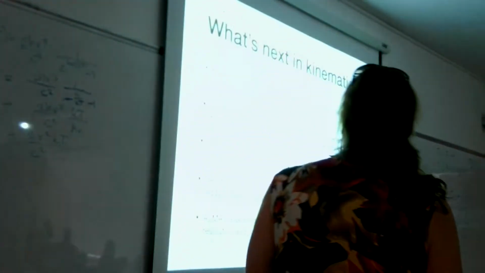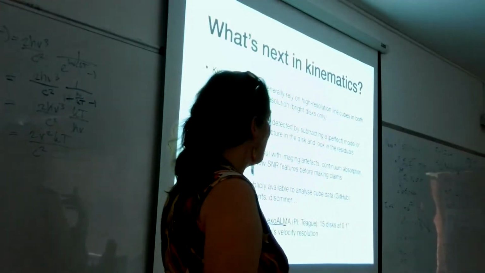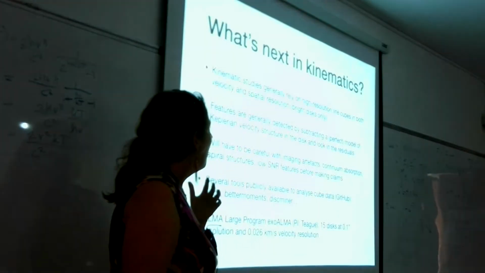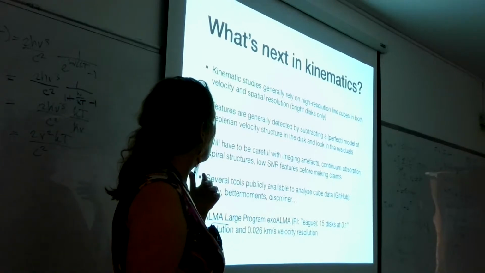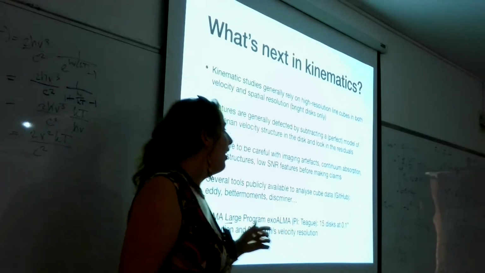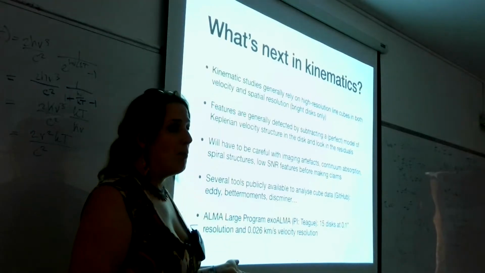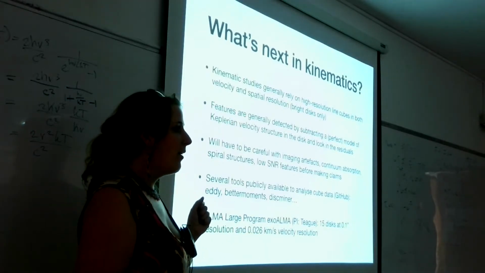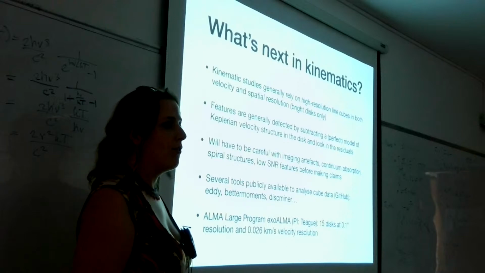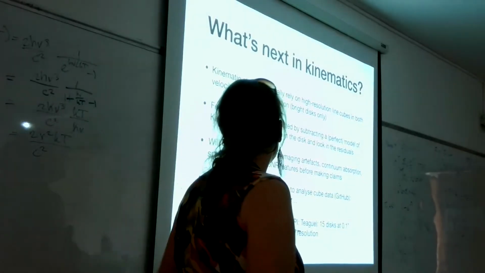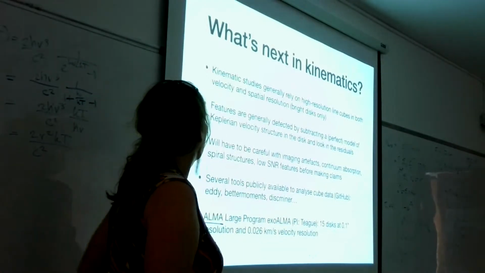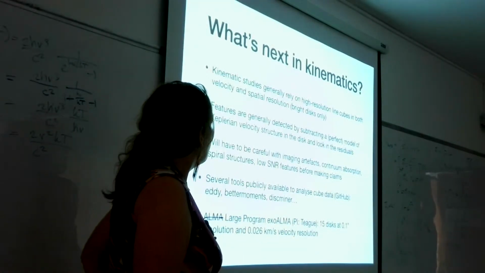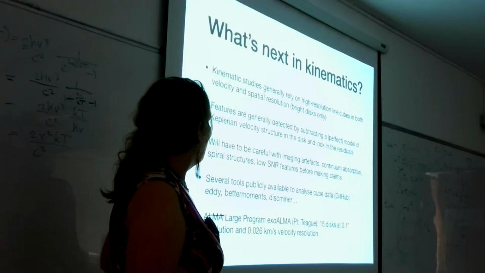So, what is next in kinematics? It's good to remember that kinematic studies rely on really high resolution line cubes, involving both velocity and spatial resolution. That means you can only do this for really bright disks, because otherwise it will take forever to take the observation. It's kind of similar to chemistry studies: you can only do the brightest disks because those are the only ones that are feasible. So you may have a bit of a bias there.